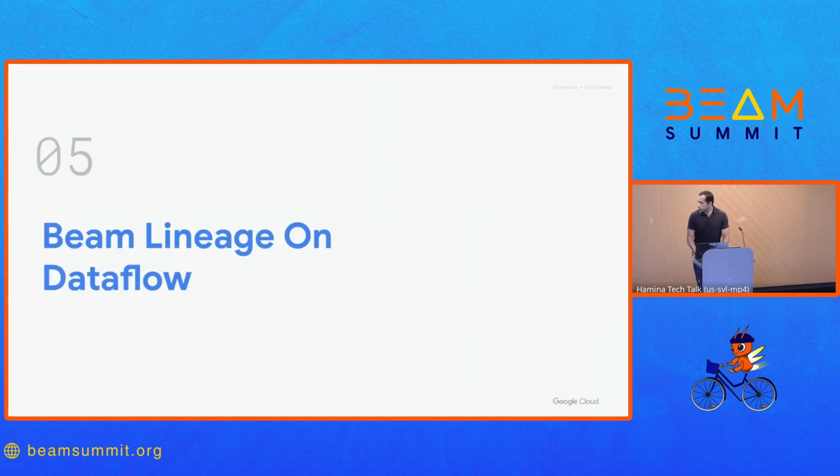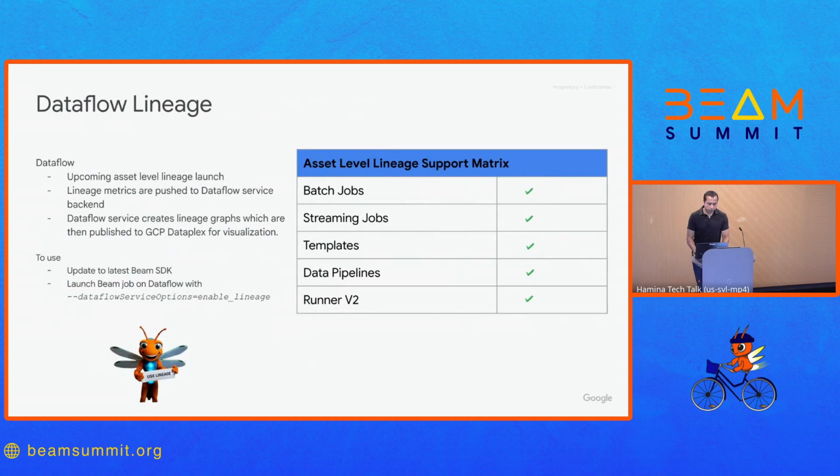So once we have all of this lineage information from Beam, we are using that in Dataflow as of now. We have an upcoming launch for asset level lineage tracking. It will be supported for batch jobs, streaming jobs, templates, data pipelines, runner V2, pretty much every kind of job which exists. And to use it, all you have to do is update to the latest Beam SDK, which is released at that point, and enable lineage tracking by providing a service option. There will also be a UI checkbox to enable this, which is basically enable lineage.